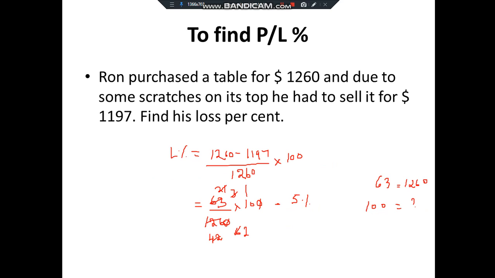See one more question. Ron purchased a table for rupees 1260 and due to some scratches on its top, he had to sell it for rupees 1197. Find his loss percentage. So first step, find the loss. Loss is how much? It is nothing but 63 rupees loss, okay. So for the cost price of 1260, you get a loss of 63. So for 100, how much you have to find? Okay, equate and find, okay. The answer will be 5%, okay.